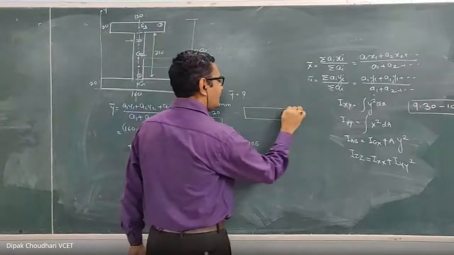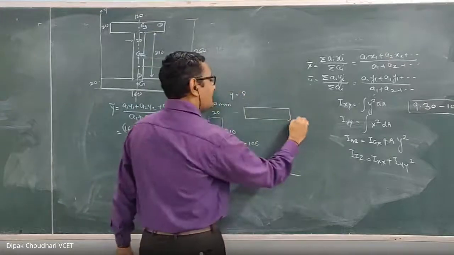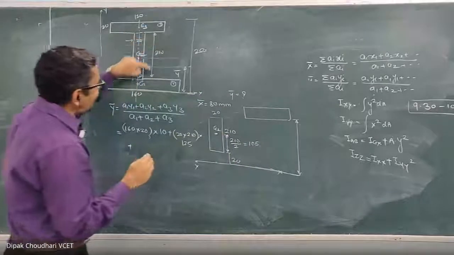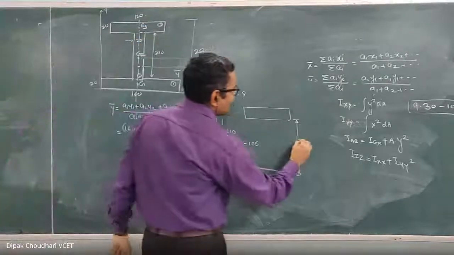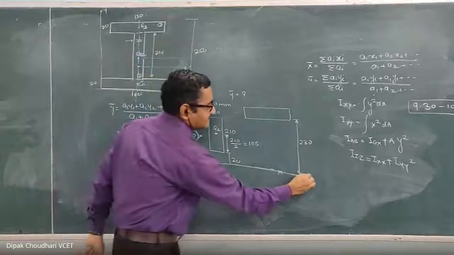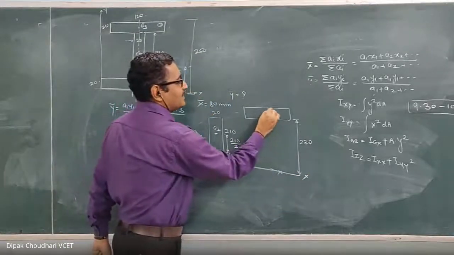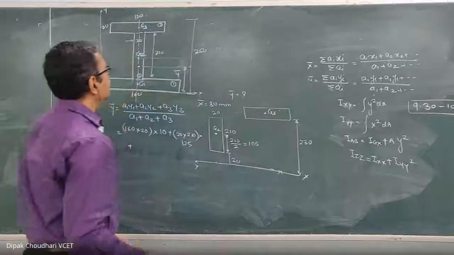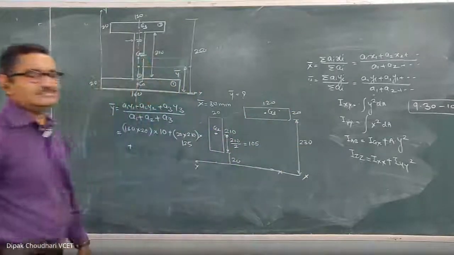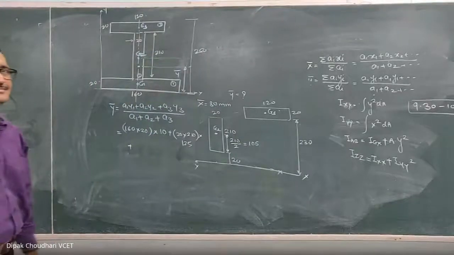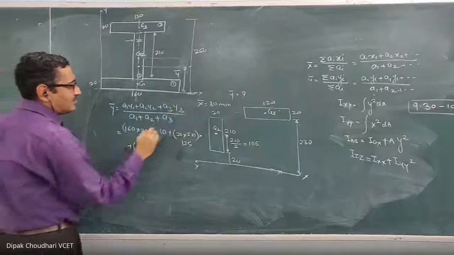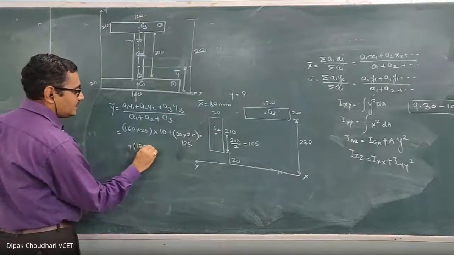This is the third rectangle. This is the x-axis. The base of the third rectangle is at a distance of, this is 210 and this is 20, means at a distance of 230 millimeter from the x-axis. And the centroid lies at its midpoint. This is G3. The dimension of this third rectangle is 120 into 20. So we are writing the A3 for this third rectangle. It is 120 into 20.